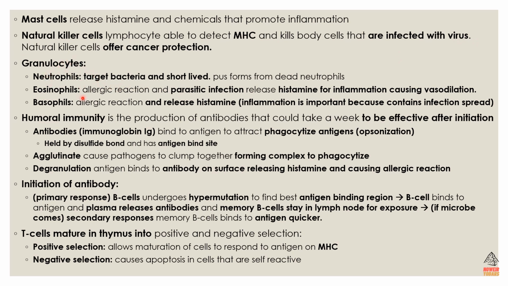Granulocytes have three types: neutrophils and eosinophils and basophils. So the neutrophils, they target bacteria and short-lived pathogens. And do you see how there is pus that forms on your face or zits? This is from dead neutrophils. And then you got eosinophils. They are responsible for allergic reactions and parasitic infections, and they release histamine for inflammation, causing vasodilation. Next, you have basophils, and they cause allergic reactions and release histamine.